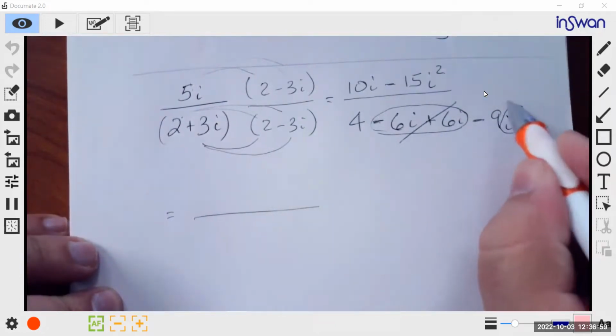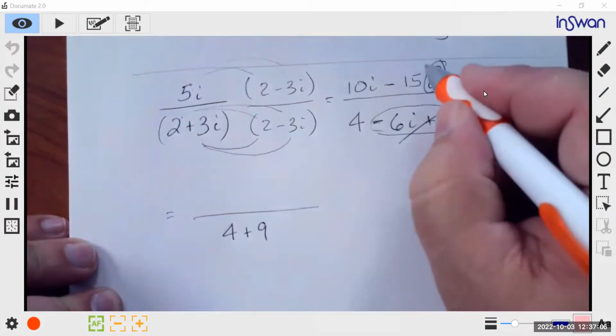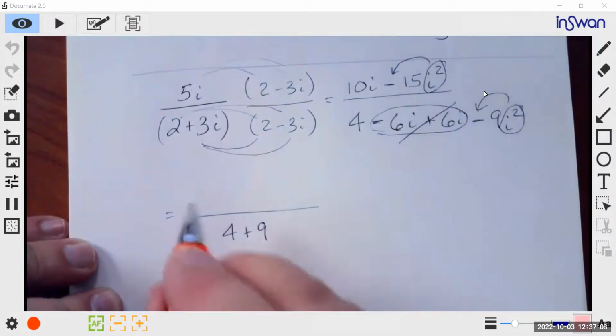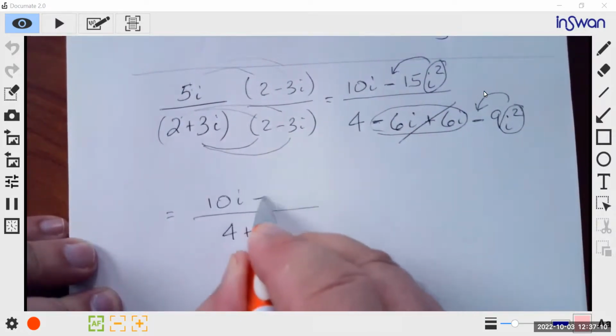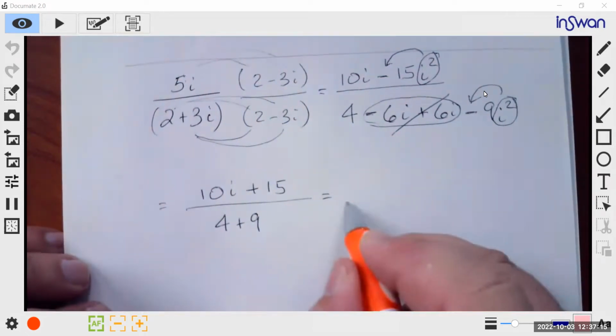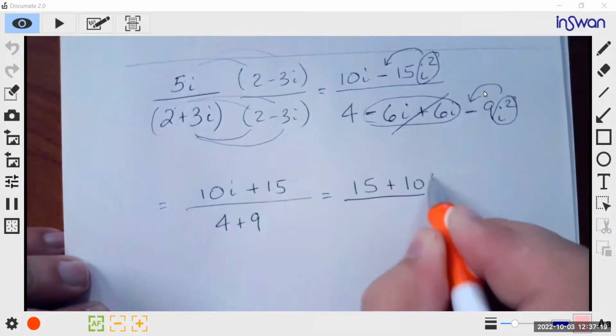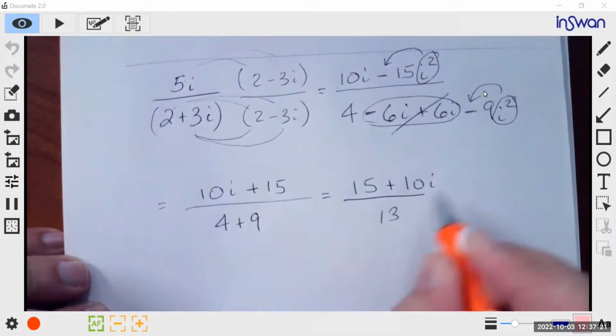This I squared changes that sign, so the bottom becomes 4 plus 9. This I squared changes that sign, plus 15. So our final answer is 15 plus 10I over 13.